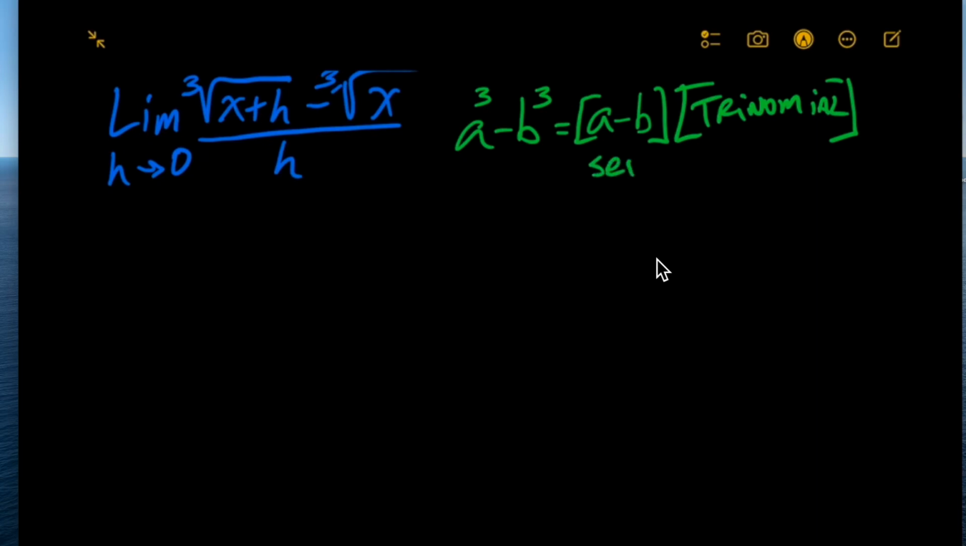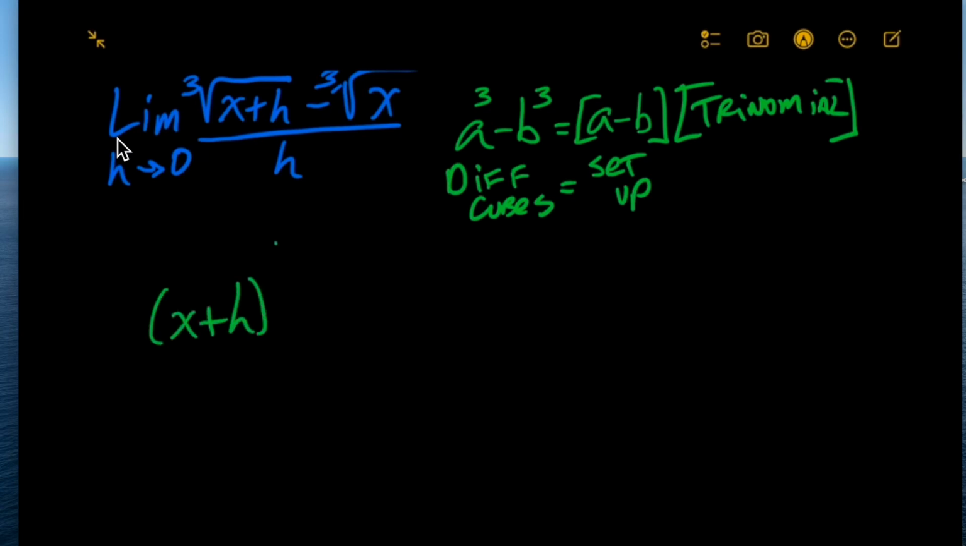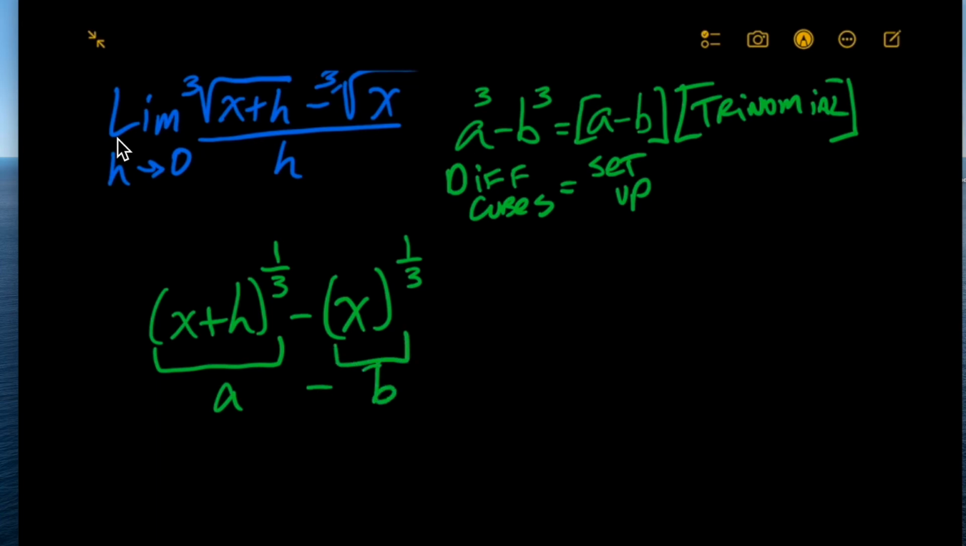We have the setup. We have the difference of cubes. And the difference of cubes equals the setup times the trinomial. Now, whenever you see the cube root, otherwise known as a fractional exponent of 1/3, ladies and gentlemen, that is the setup. This is the A, and this is the B. And we're going to use that to our advantage.